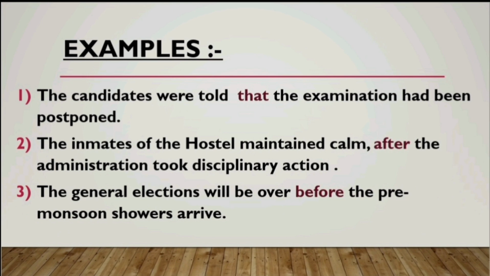The next example is: The inmates of the hostel maintained calm after the administration took disciplinary action. So therefore the second clause is a dependent clause, which is dependent upon the first clause to complete its meaning. The next example is: The general elections will be over before the pre-monsoon showers. So "the general elections will be over" makes complete sense, but the next clause, "before the pre-monsoon showers," is a dependent clause because it depends upon the other clause to complete its meaning.